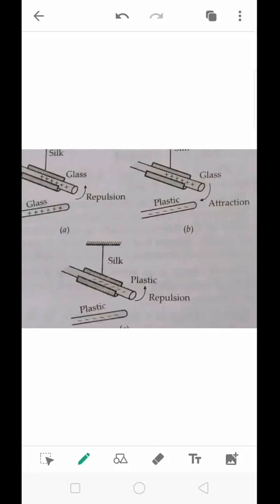Clear, all of you? Now, in the above experiment, it is clear that the charges are transferred from one object to another object. When the glass rod is rubbed with the silk cloth, there is a transfer of charges between the glass rod and the silk cloth. Similarly, when there is friction between the plastic rod and the wool, there is again a transfer of electrons from one object to the other. Clear?